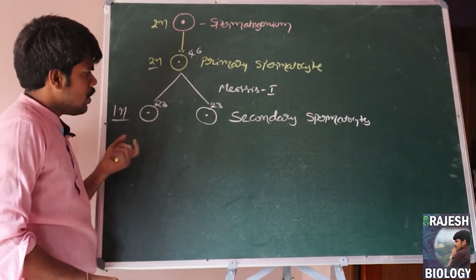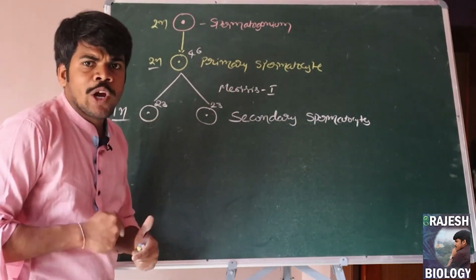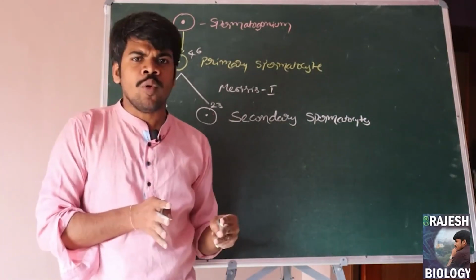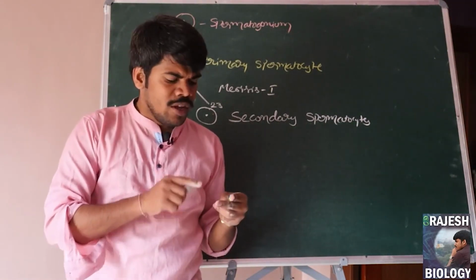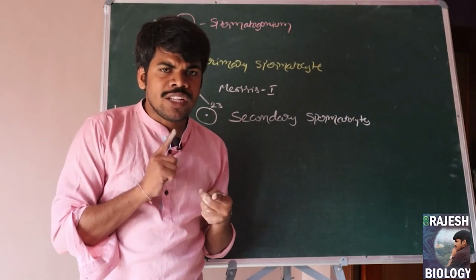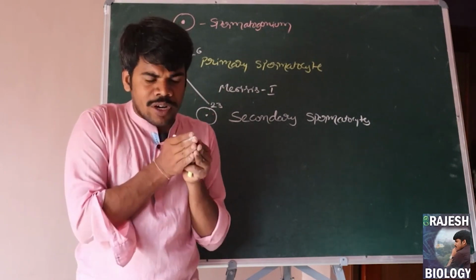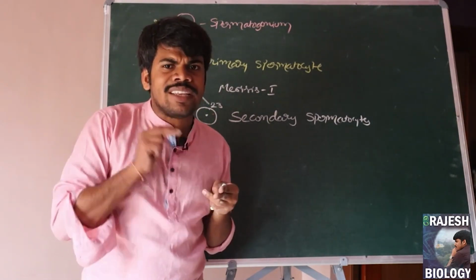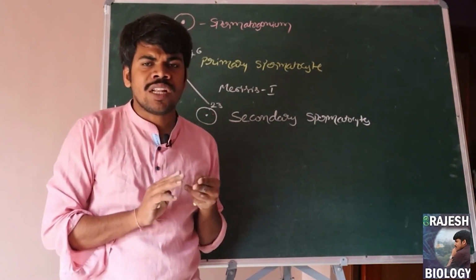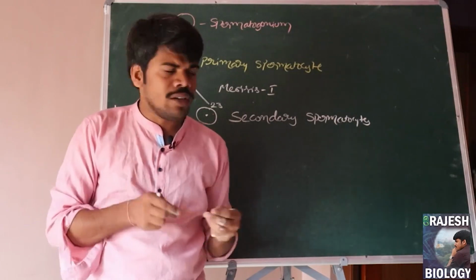Clear now? Each secondary spermatocyte continues the meiotic division. I think you may already know what the cell cycle means. Meiosis has two stages. First, meiosis 1, which is called reductional division. Reductional division means 46 is divided into 23. The second meiotic division is like the mitotic division, which is why meiosis 2 is called equational division.